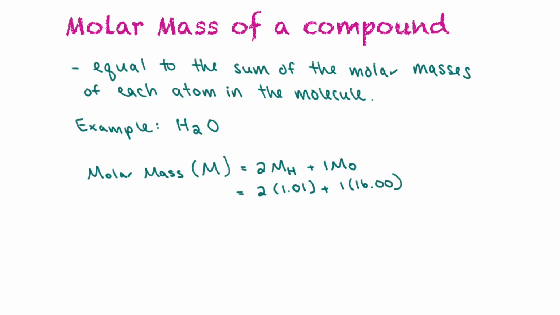16.00 grams per mole for oxygen. We look that up on the periodic table, and that would add up to 2.02 plus 16.00. That combines to become 18.02 grams per mole. And that is the molar mass of water. So 1 mole of water molecules would weigh 18.02 grams.